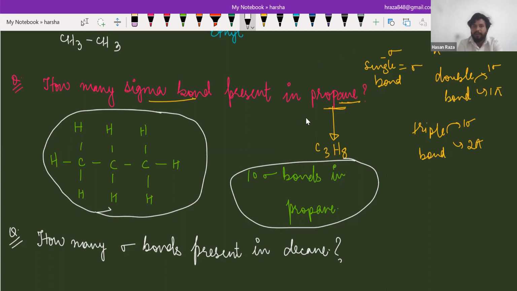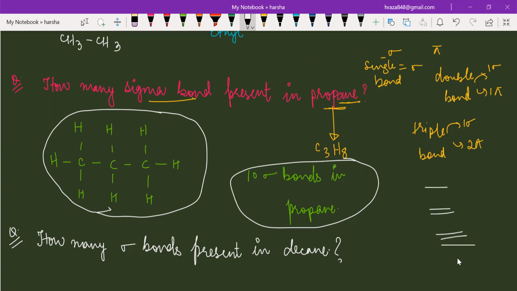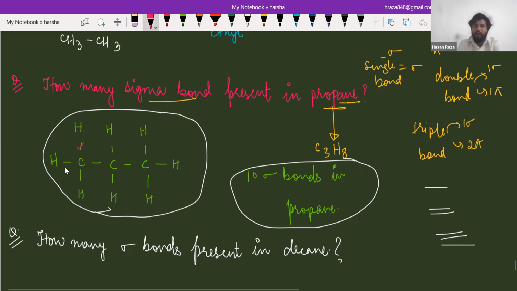Single bond means a single line. Double bond means this, and triple bond means this. Martin, are you there? Yes, sir. So all are sigma bonds, all are single bonds. That means sigma bonds 1, 2, 3, 4, 5, 6, 7, 8, 9, 10. That's why it's 10 sigma bonds in propane. Is that clear? Yes, sir.